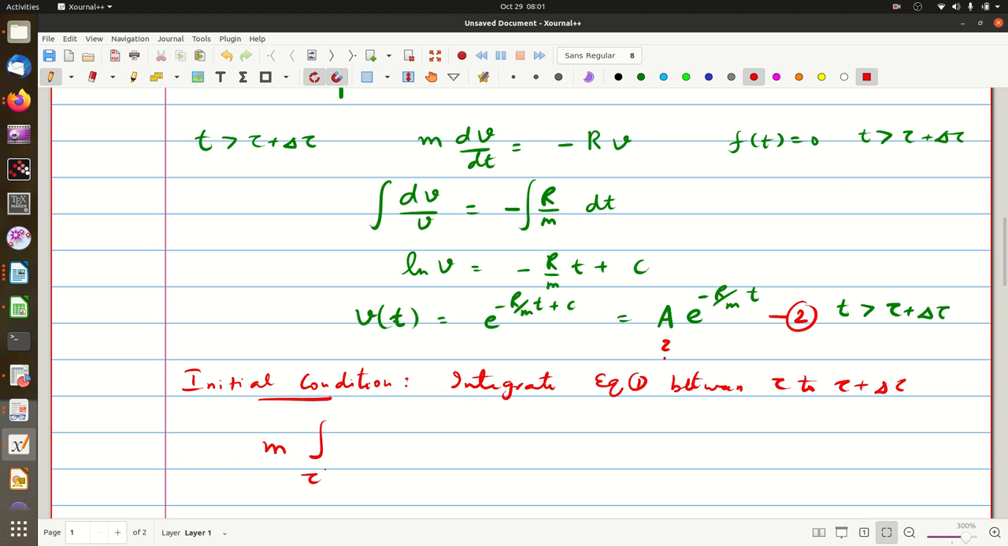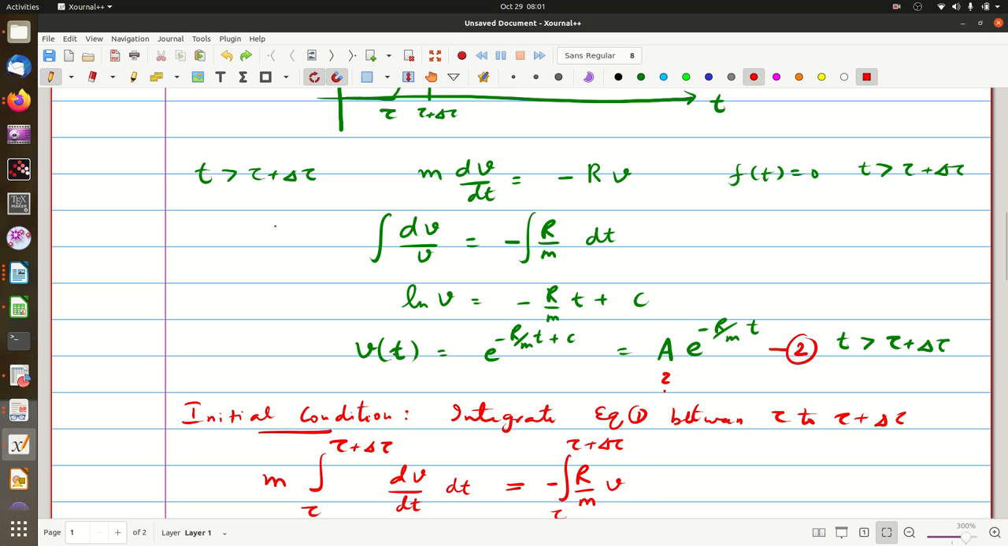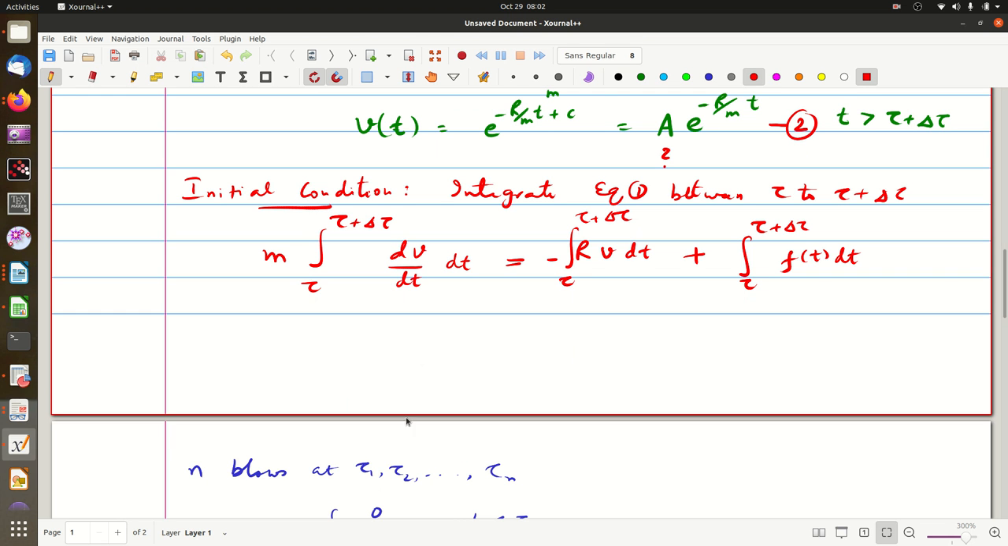So we get m times the integral from tau to tau plus delta tau of dv by dt, equal to minus the integral of r times v dt, plus the integral from tau to tau plus delta tau of f of t dt. Okay, so what will this give us? This will give us m times v of tau plus delta tau minus v of tau, equal to minus r times the integral from tau to tau plus delta tau of v dt.